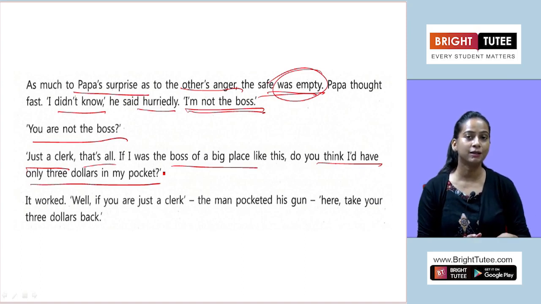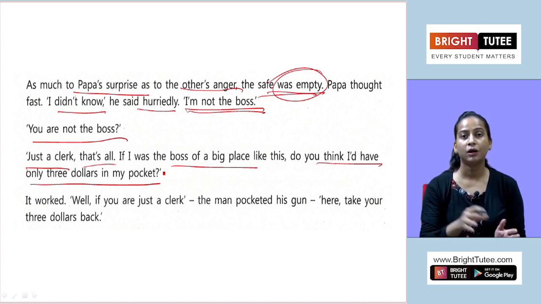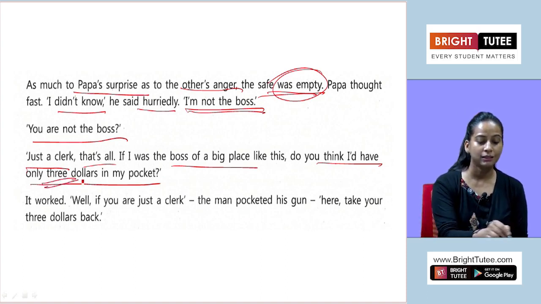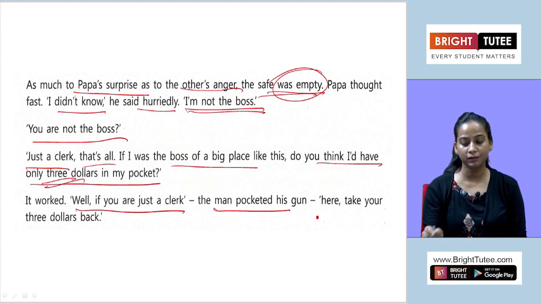Now what he revealed, that do you think if I would be the boss, I would be having only $3 in my pocket? So he disclosed or revealed it to the robber that he has $3 in his pocket, and it worked. Well, if you are just a clerk, the man pocketed his gun. Here, take your $3 back.